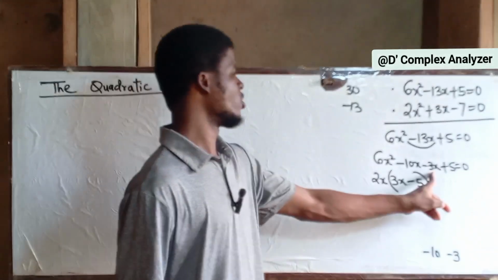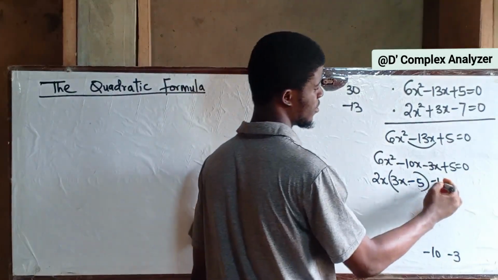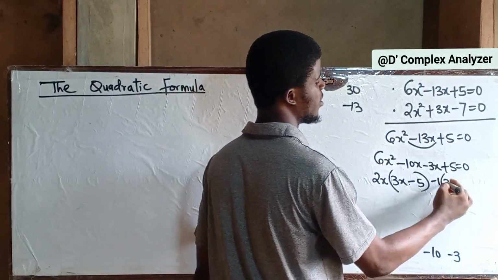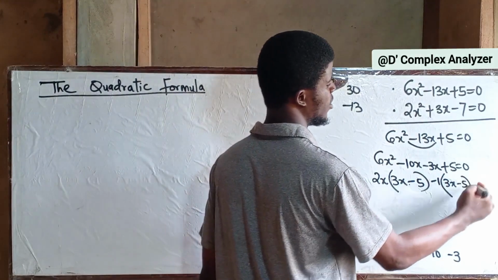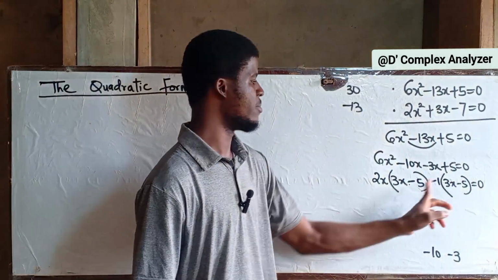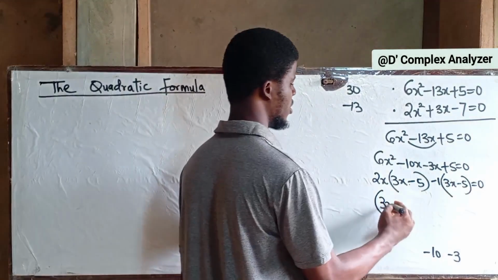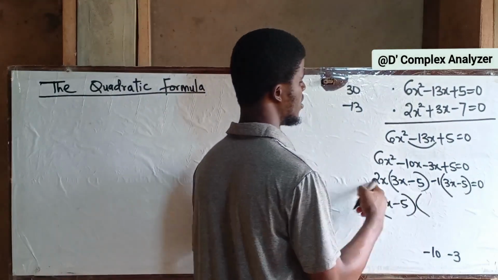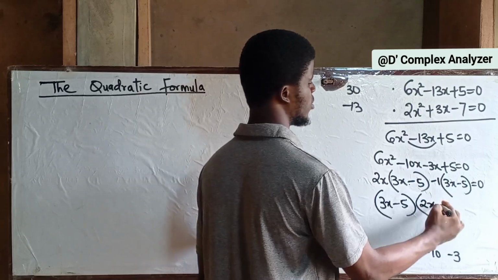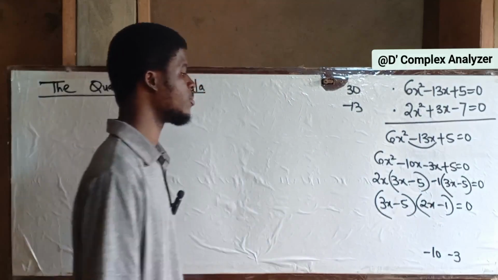Now, what is common to this 2? It is minus 1. So that I'll be having 3x minus 5 equal to what? 0. Now, the two numbers in brackets, they are the same. Bring out one of the brackets, 3x minus 5. Then this 2x minus 1. Form another bracket and everything equals 0.